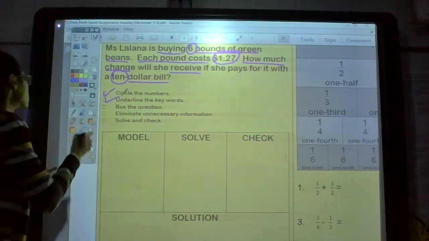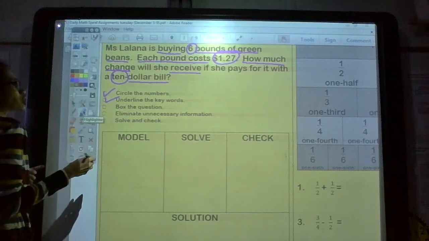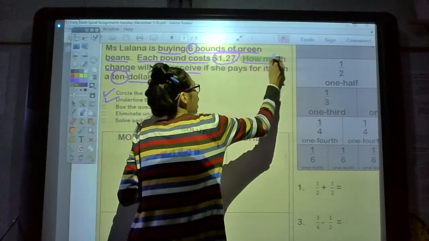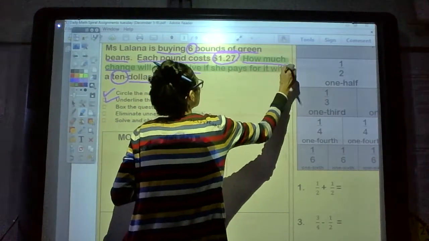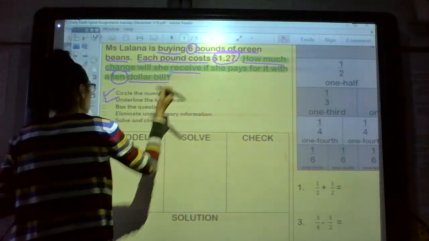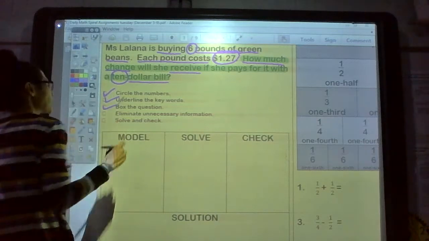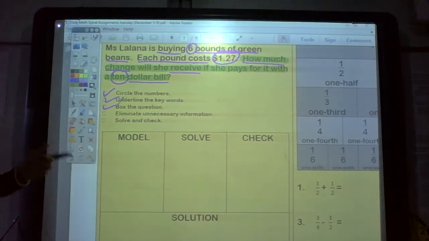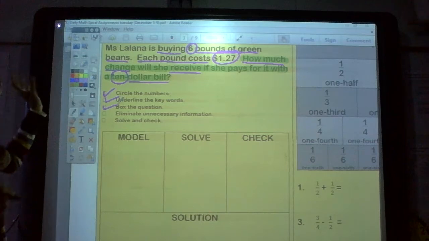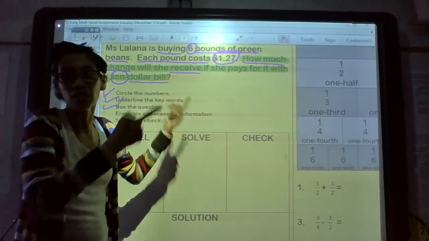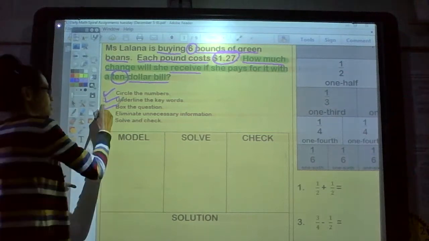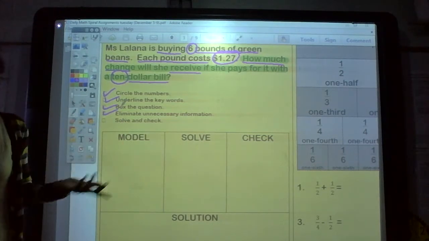Box the question. I'm going to highlight the question. Where's the question? Right there. How much change will she receive if she pays for it with a $10 bill? Done with that step. The next step is to eliminate unnecessary information. Is there anything here that we need to get rid of? No, we need all that information, so we're done with that step. And the last step is to solve and check.